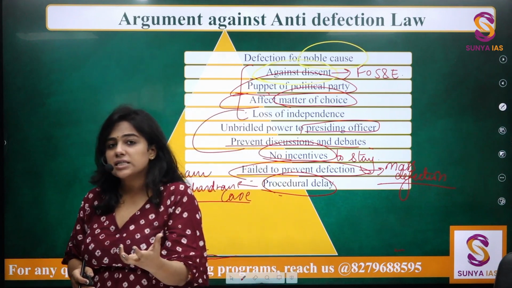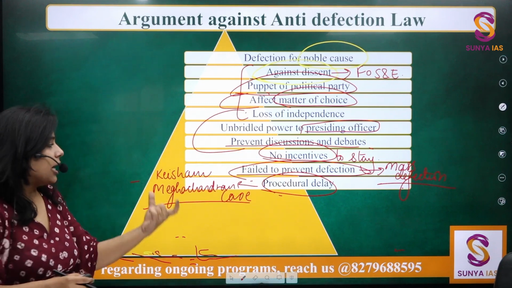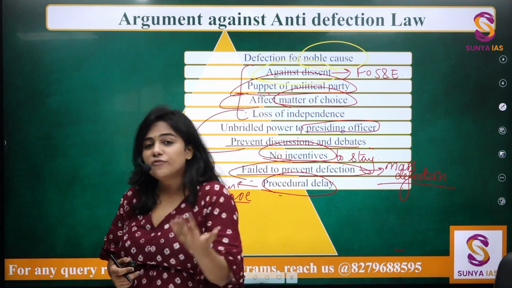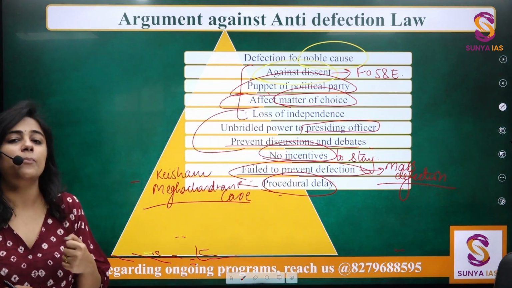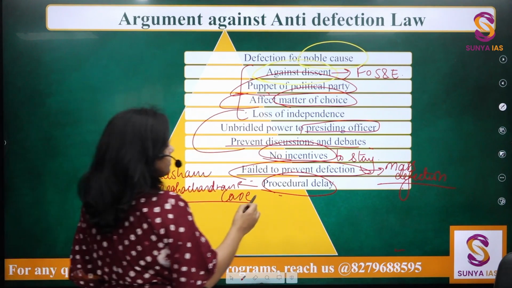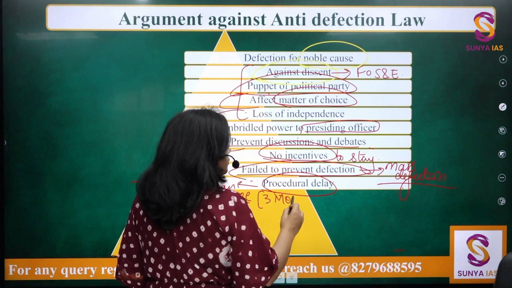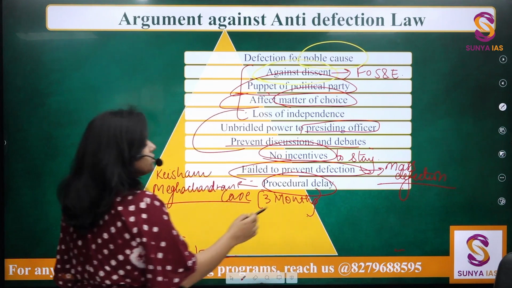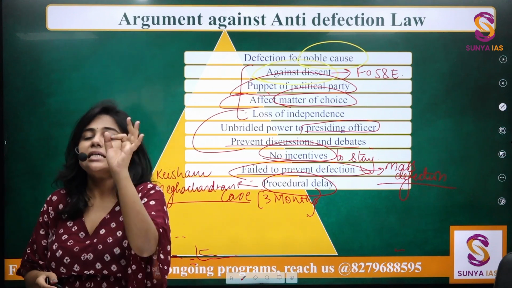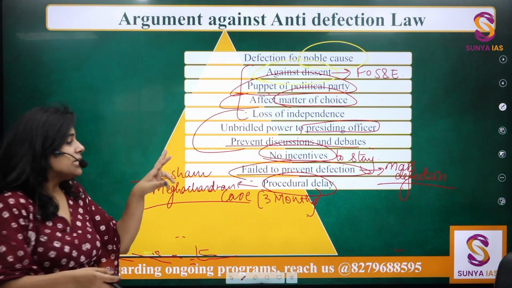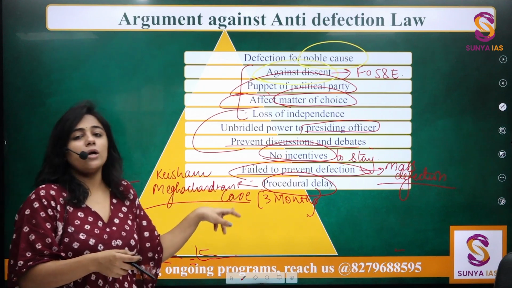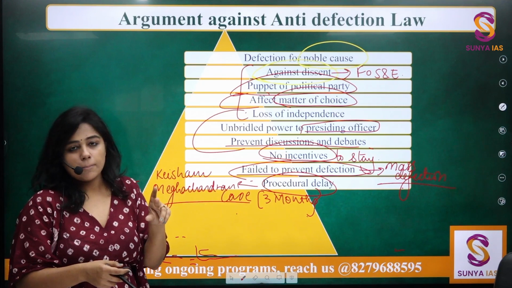So in this case, the Supreme Court has clearly said that the speaker cannot delay the decision of disqualifying or recommending the disqualification of a parliamentarian till eternity. There has to be maximum within 3 months, the speaker has to give a decision whether this person is disqualified or is not disqualified. This is something that the Supreme Court said in Kesham Meghchandran case, also called the Manipur speaker case. Fine.